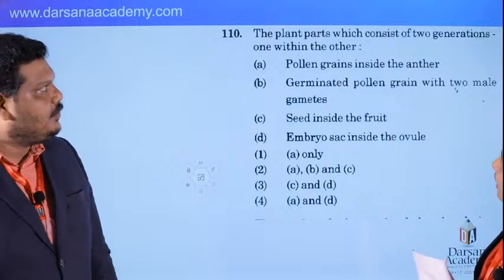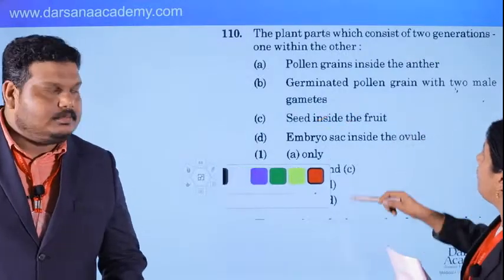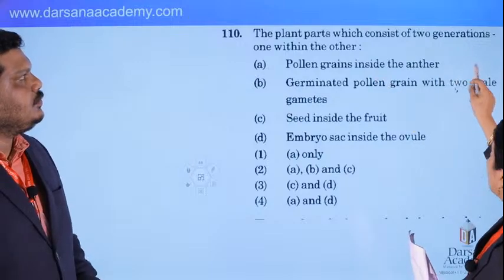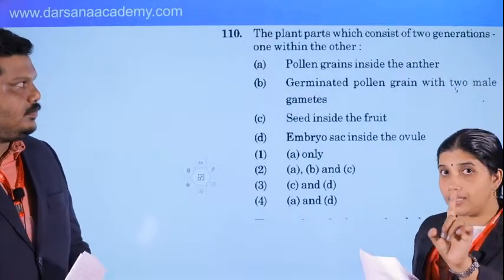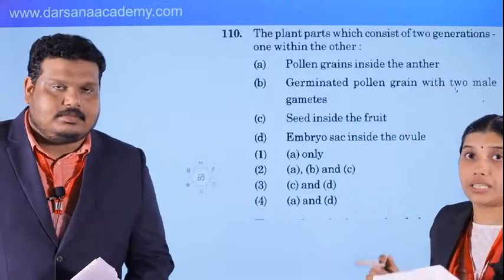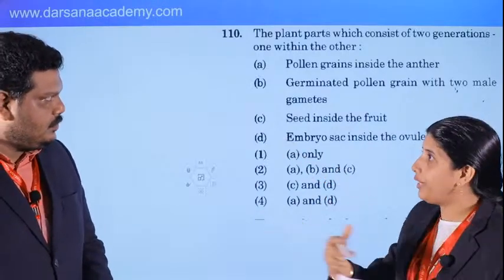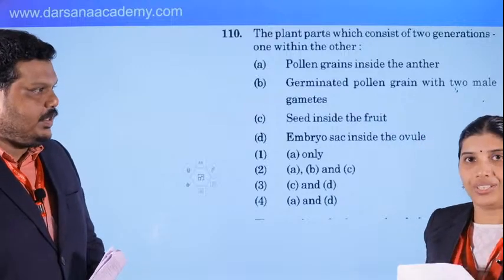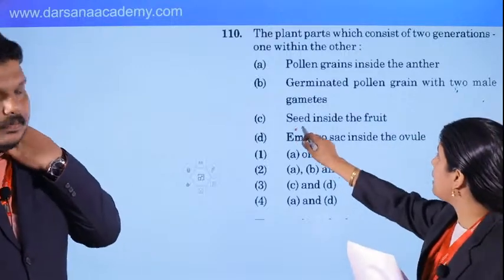Okay, what is the next question? Yes, so that is also related to botany, right? Question number 110. The plant part which consists of two generations, one within the other. While you refer to the previous question, you can see one answer. You already know the answer. That is seed. We had already given that question, same question, previous question. It's last time preparation. Yes, we also see the seed inside fruit is the answer.